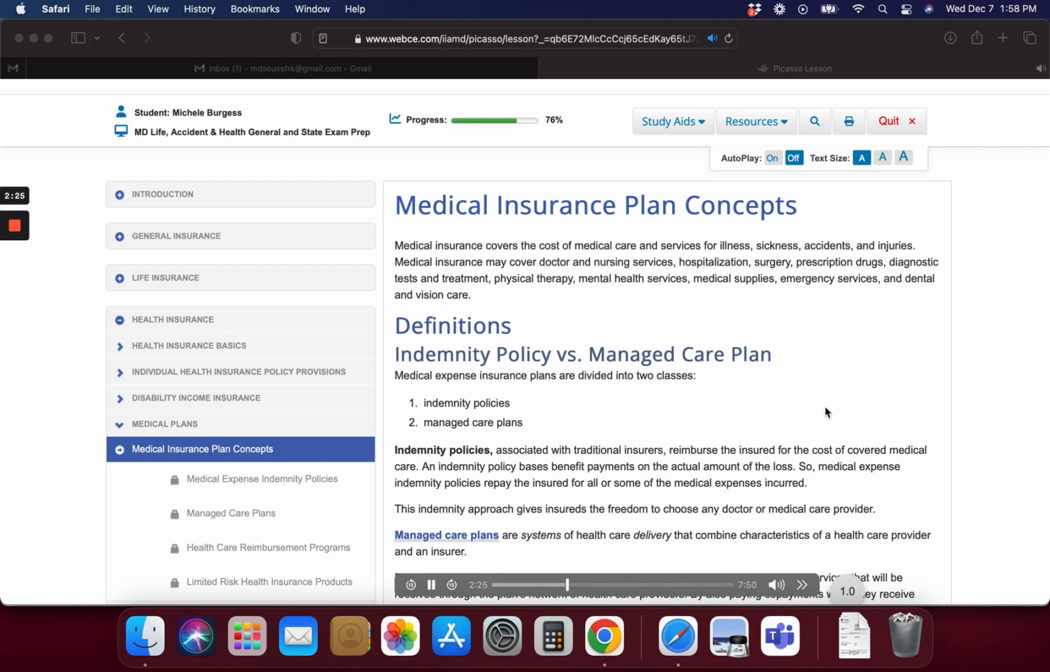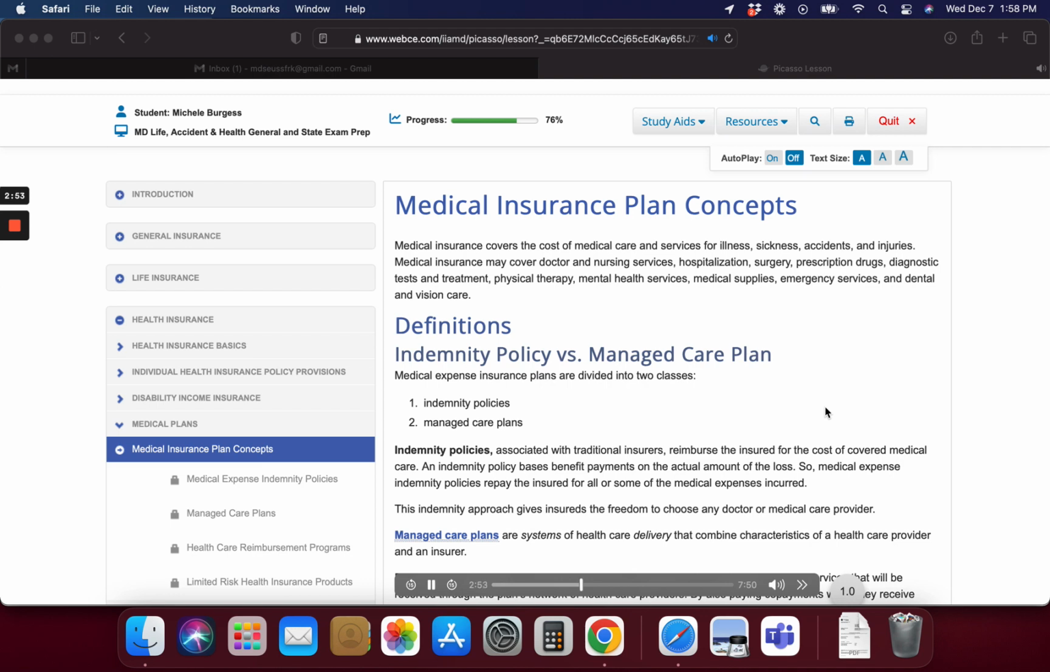Fee-for-service basis versus prepaid basis. Medical expense indemnity policies use the fee-for-service approach to pay claims. The insured pays the healthcare provider for services and then submits a claim to the insurer for reimbursement. Alternatively, the insured may assign the insurance benefits to the healthcare provider, which bills the insurer directly. If the insurer does not pay the entire bill, the insured pays the remaining expenses.